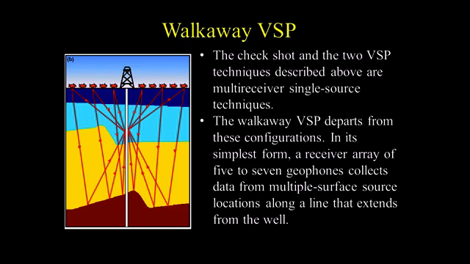In its simplest form, a receiver array of 5 to 7 geophones collects data from multiple surface source locations along a line that extends from the well. Again, Walkaway VSP is a multiple source survey, while the previous 3 borehole surveys are single source surveys. That is the key difference.